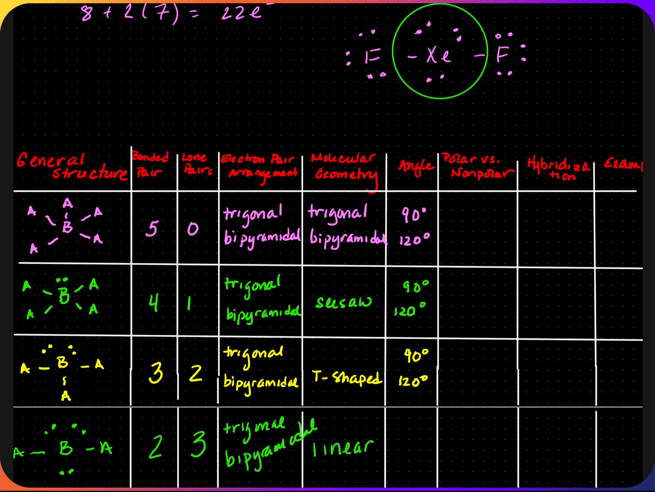So the molecular geometry here is linear. And we are going to have 3 angles. We're going to have 90 degrees because that is from the bonded pair to the lone pairs that are in the triangular plane. The lone pairs are separated by 120 degrees. And then the bonded pairs are separated by 180 degrees.